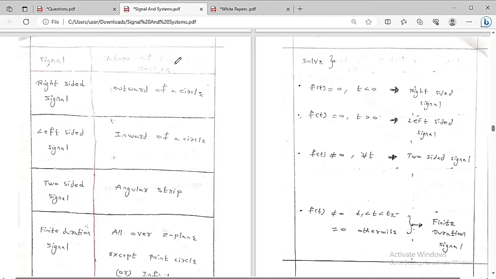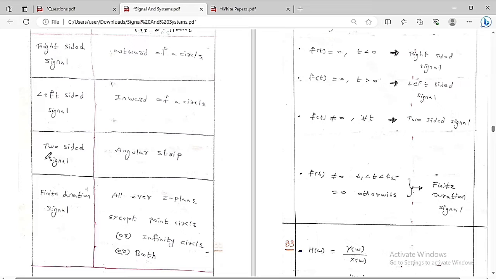Let me write here. So this is the nature of the ROC in the z plane. Right-sided signal: if a given signal is a right-sided signal, then the nature of the ROC is outward of a circle. If the given signal is a left-sided signal, then the ROC is inward of a circle.